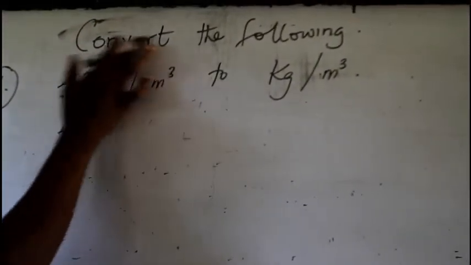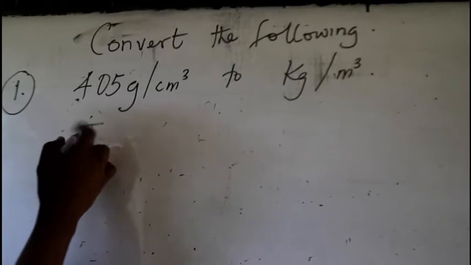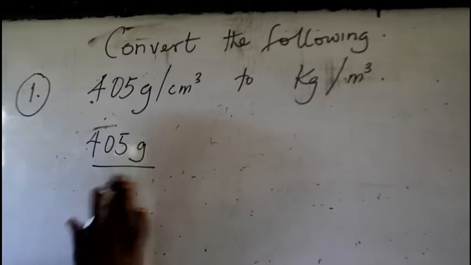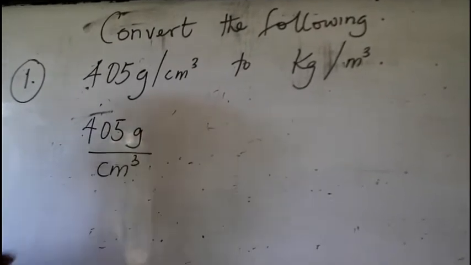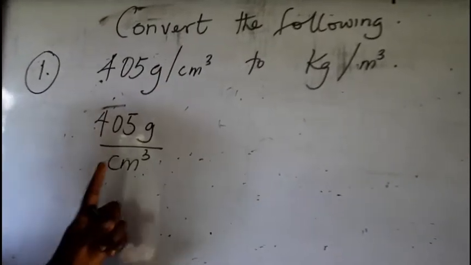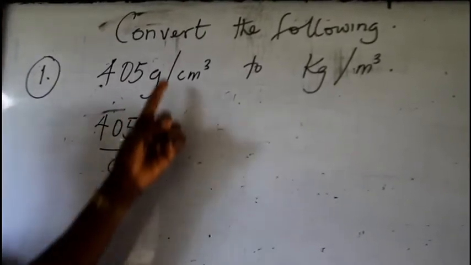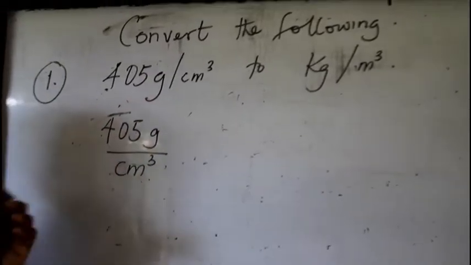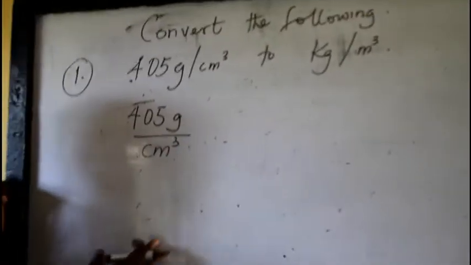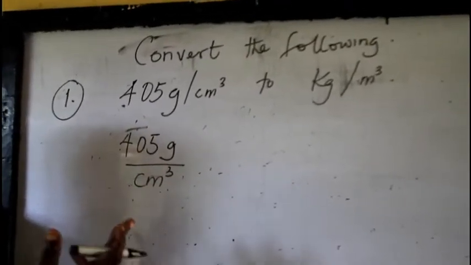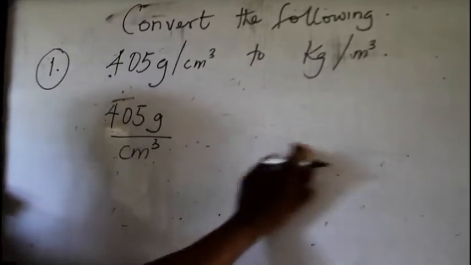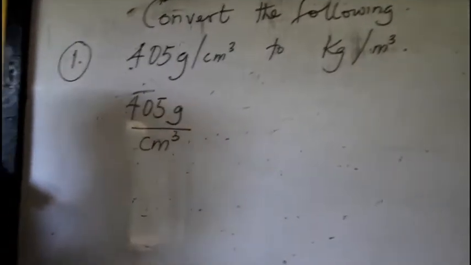This one can be translated as 405 gram over centimeter cube. Please just note, this is the translation for this. That's what it means: 405 gram all over this part. You may have thought it's just a word, but it's just divided by this. So you need to know that. Now, how do we solve this one? It's more complicated. We want to convert gram to kilogram, and we want to convert centimeter cube to meter cube.